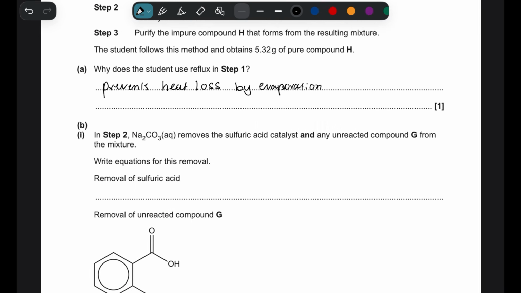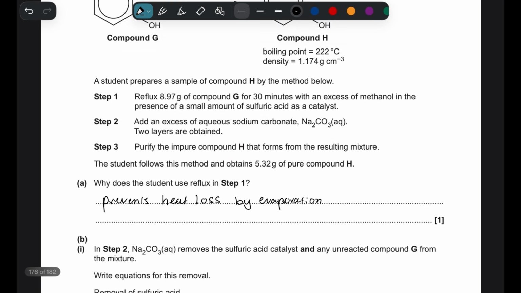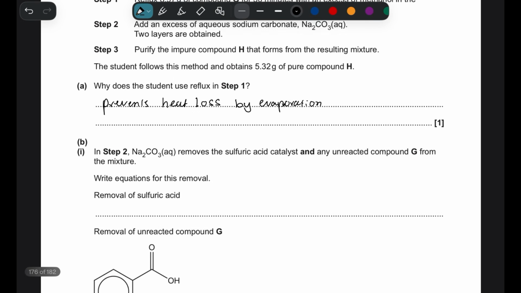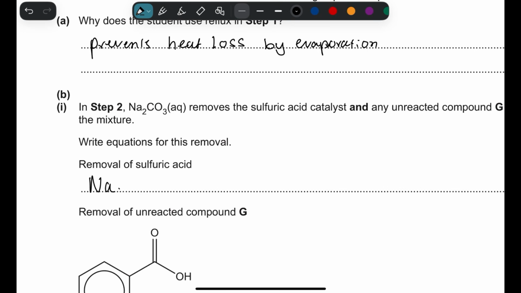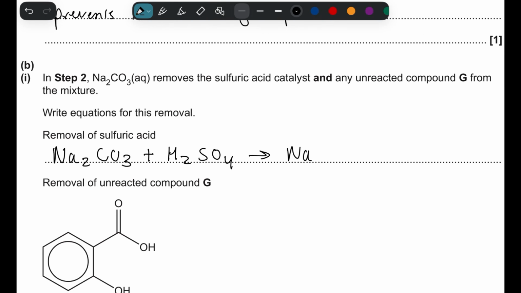Let's move on. So they said sodium carbonate removes the sulfuric acid catalyst and any unreacted compound G. So we need to think, okay, in terms of writing an equation for the removal of sulfuric acid, sodium carbonate plus sulfuric acid is an equation I should know how to do. I don't think we need to use state symbols, they already mentioned it. We're forming salts plus carbon dioxide plus water because we're reacting with a carbonate. So Na2SO4 plus carbon dioxide plus water. And I'm just going to do a quick double check to make sure that everything is balanced, which it seems to be. So I'm fine.